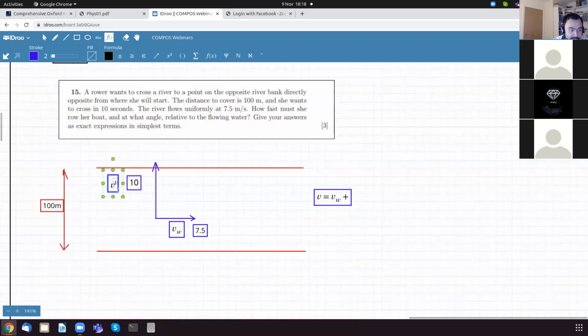Okay, this is not working. This is her velocity relative to the ground, and her ground velocity is the velocity of the water plus the velocity of the boat, of the boat relative to the water. And from here, we can see that the velocity of the water plus the velocity of the boat is equal to Vg. Ground velocity is the velocity of the boat relative to the ground.